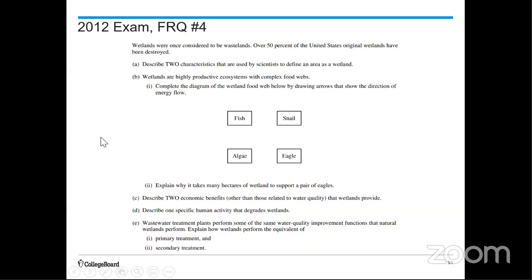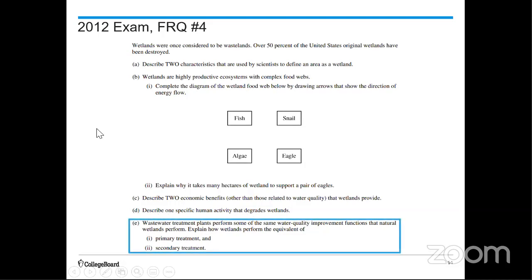So this one comes from the 2012 exam. This is FRQ number 4. It's a great review of our conversation from two videos ago about the wetlands. It asks you to describe a wetland, to complete a little food web here in the middle, some economic benefits of a wetland, some specific human activities that might degrade the wetland. But I want us to focus on E, at the very bottom.